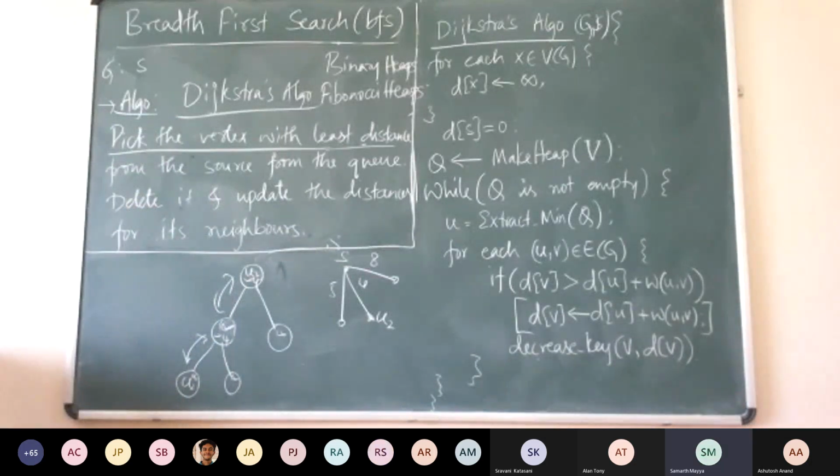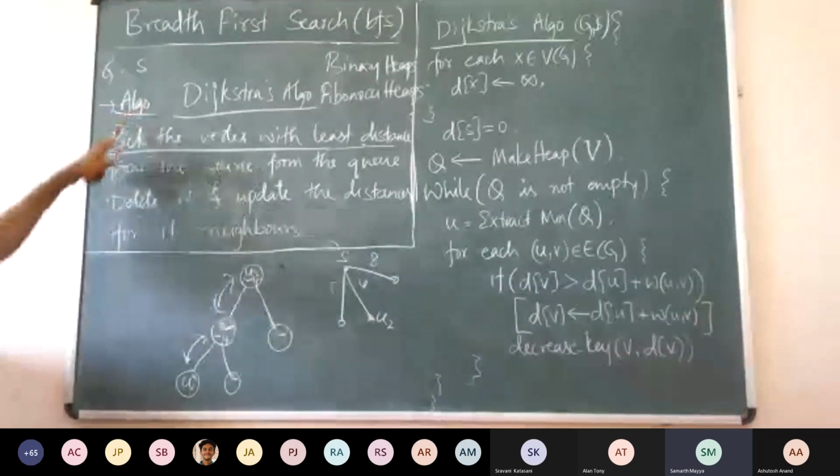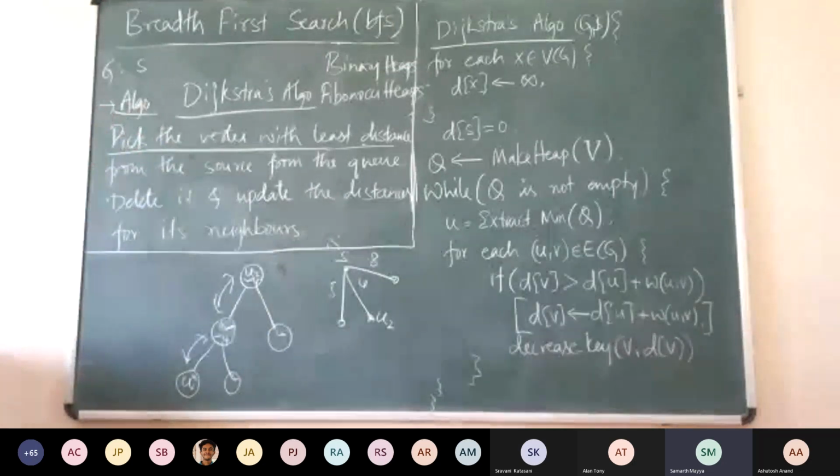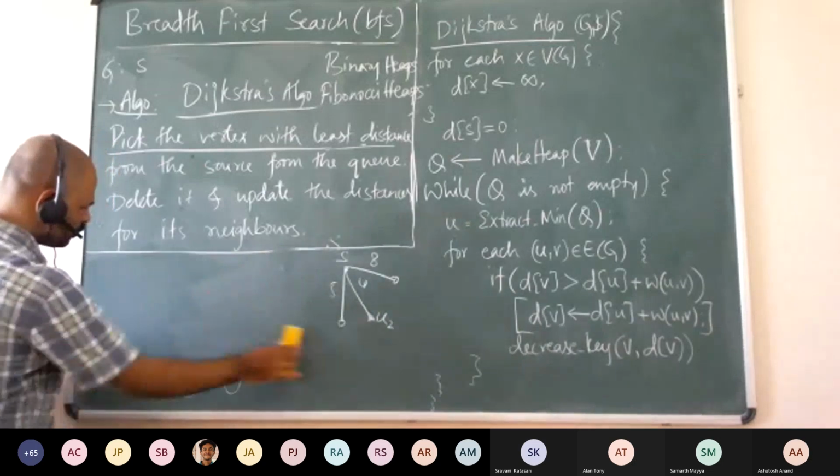Sir, I didn't get the correctness. I didn't understand the correctness of the algorithm, like when we choose the minimum distance. Yes. I think Rajat proved it last time. It was his idea.